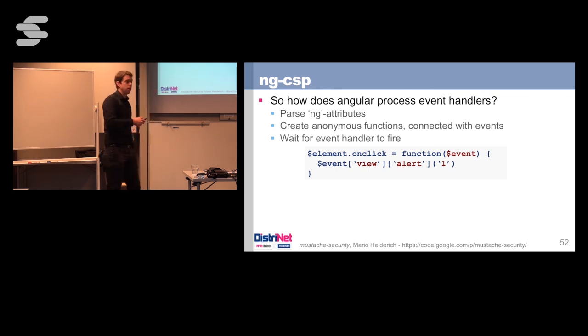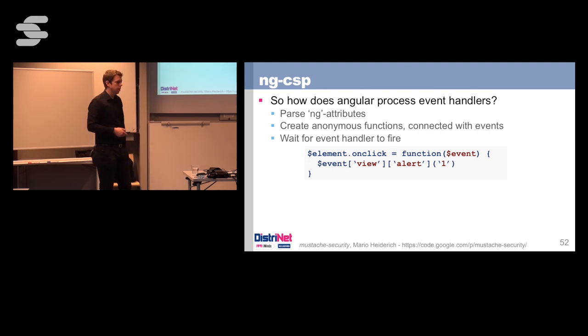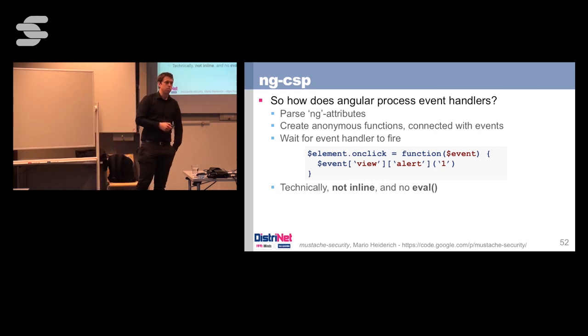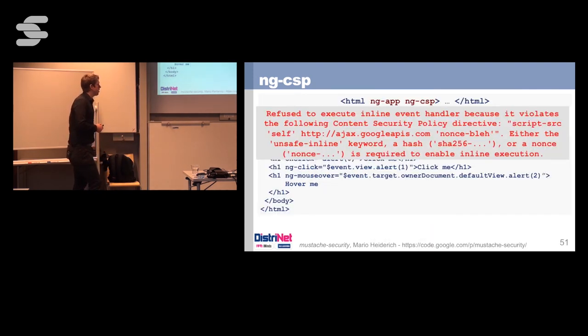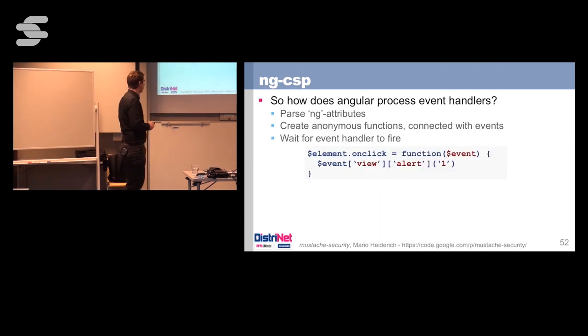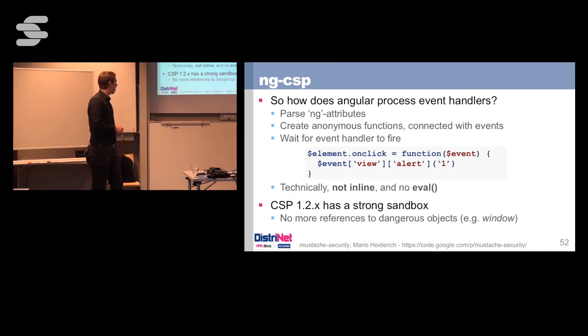This is not inline code. This happens in Angular code, which is included through a script tag. This is allowed. And we define a function where this event is passed through, and then we look up a view attribute on this event and an alert attribute, and we execute it with one. Whenever this handler fires, this results in the alert box popping up. This is not inline code. This is no eval. So essentially, this is one more example of how the use of custom DOM attributes bypasses existing cross-site scripting countermeasures.